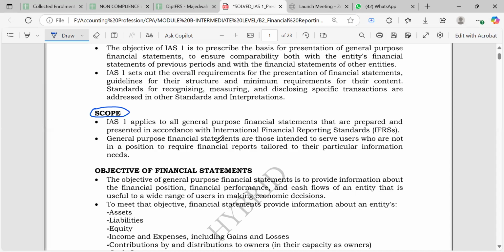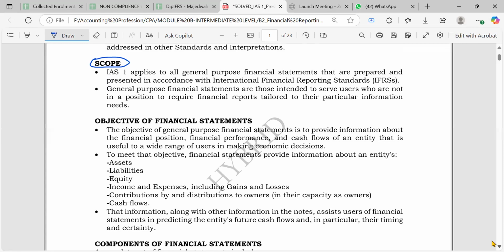And the general purpose financial statements, what do we mean by them? They are those intended to serve users who are not in a position to require financial reports tailored to their particular information needs, right? Okay, maybe I need the financial statements that explain deeply on how lease accounting was done. No, you just have to take the general statements and use it, right?